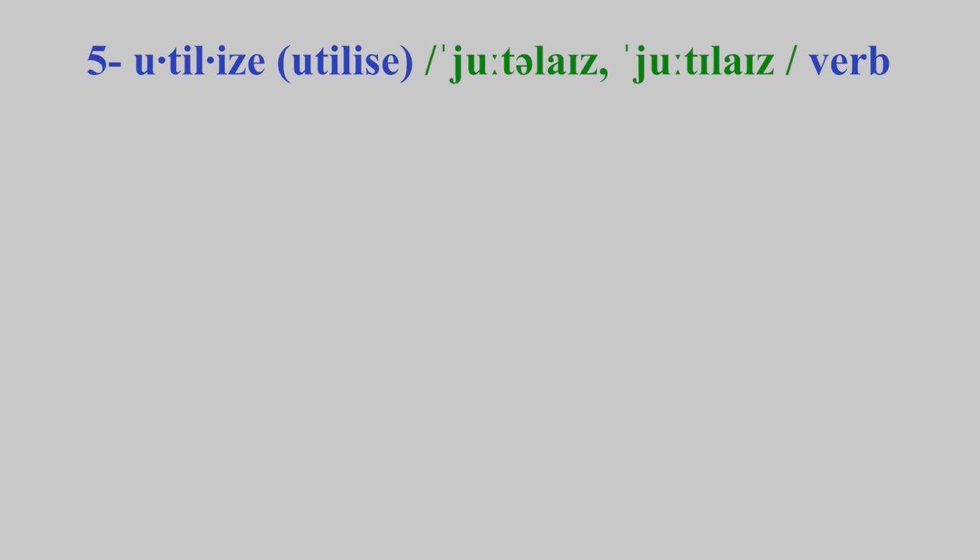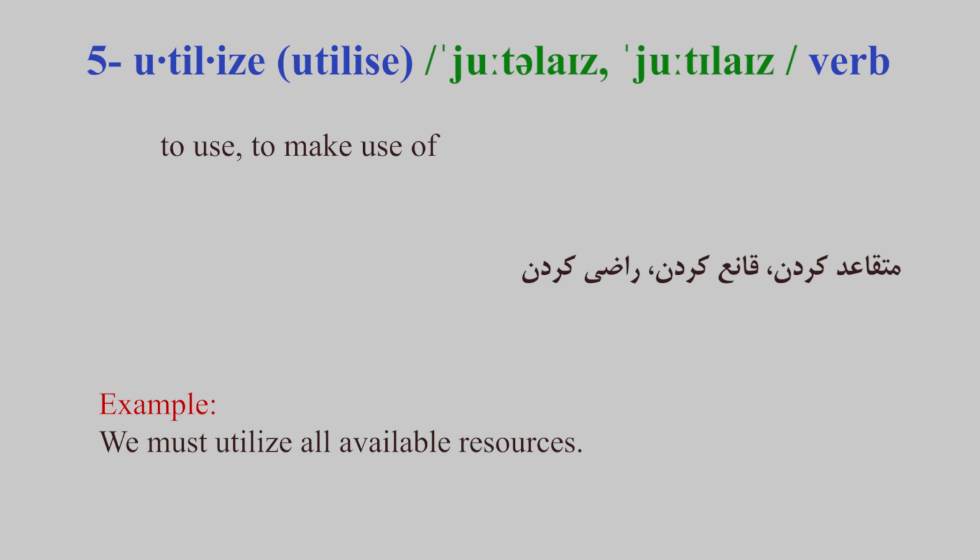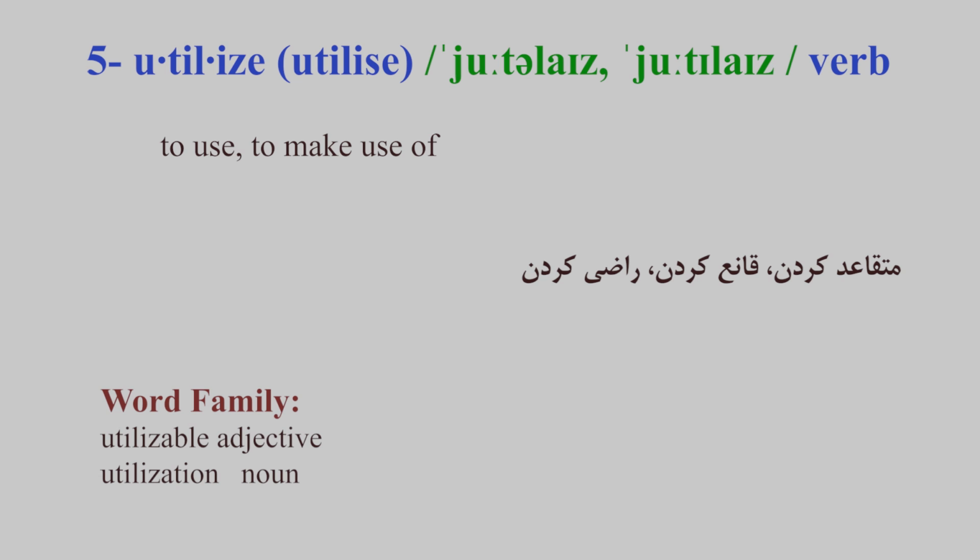And the next word, number five, is utilize. Utilize is a verb. It means to use or to make use of something. An example: we must utilize all available resources. In the word family, utilizable is an adjective and utilization is a noun.